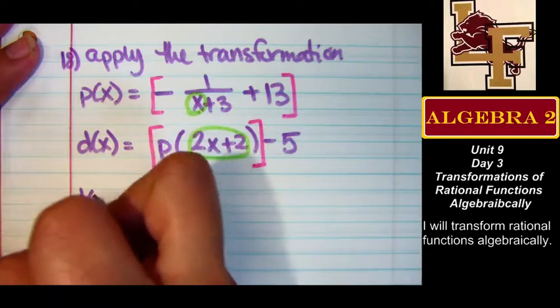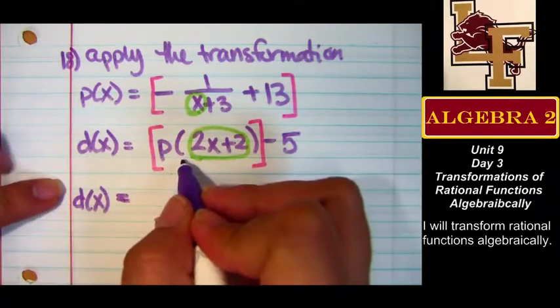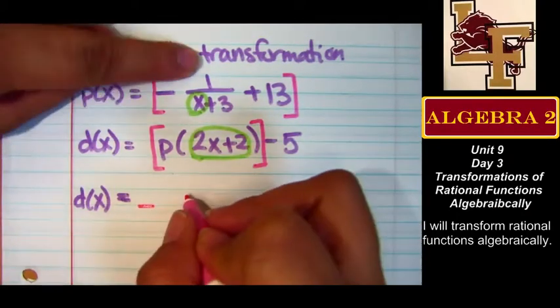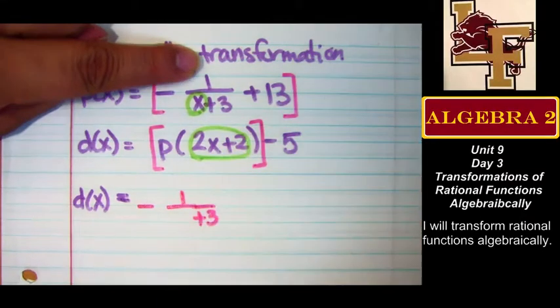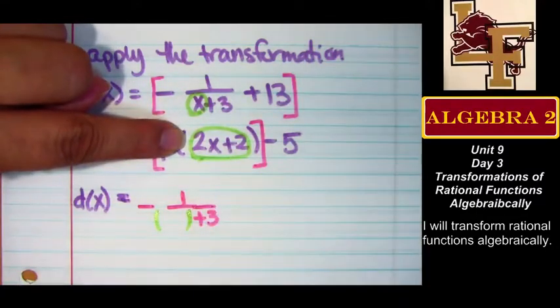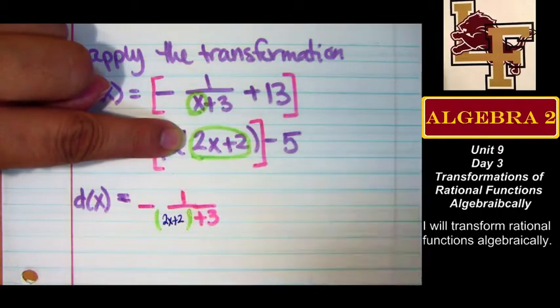All right, first line of substitution and setup. d of x equals, immediately go to the function. Negative. I have to put stuff in parentheses. I have to put 2x plus 2 in parentheses.